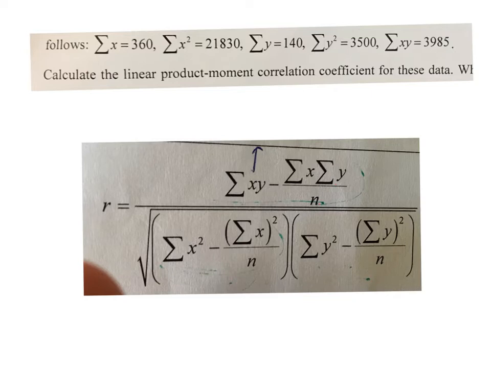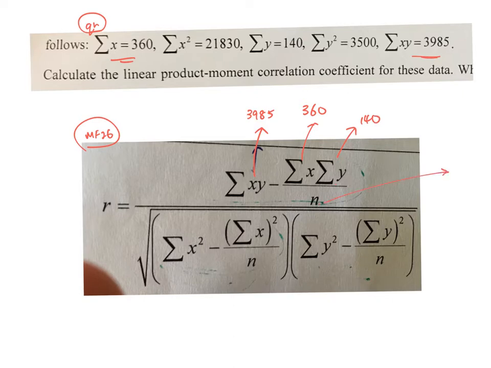So what is the summation of xy? We're just going to plug in term by term. The summation of xy, as given, will just be from the data. This is 3985. The summation of x is 360, again from the question. This is just the question value. Here I'm just using the MF26 to find my r. And the summation of y is 140. And what's my n?